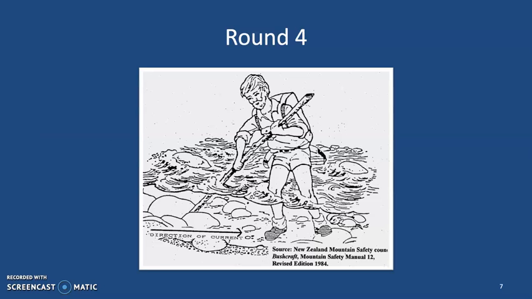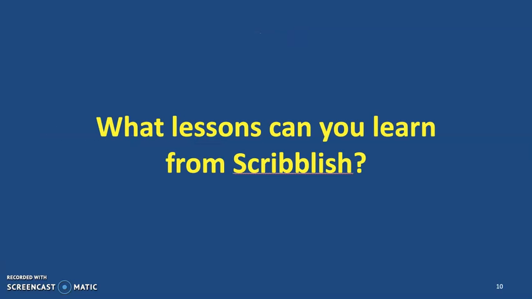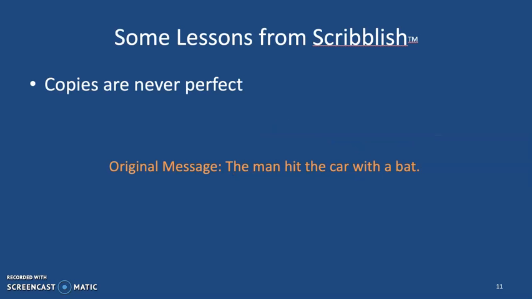And so that person sends on that message, and their neighbor then draws this picture because they've never seen the original message. So they see this message, they say, "Okay, I can draw that," and they draw it in their head. Man crossing a river looks a little bit different. There's no bridge involved, and so then that picture gets interpreted as man fishing with a pole. So you can see the evolution of the message. And so there are a lot of lessons you can learn from a game like this. One of them is that copies are never perfect.